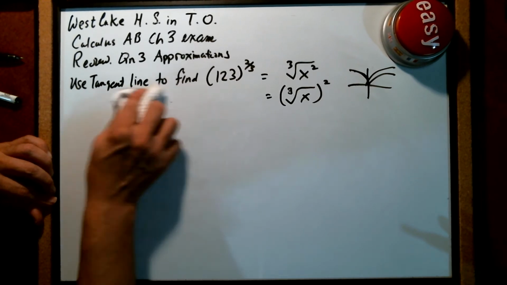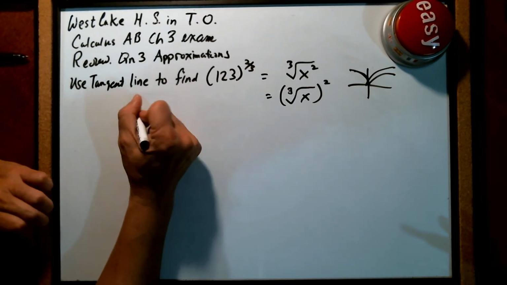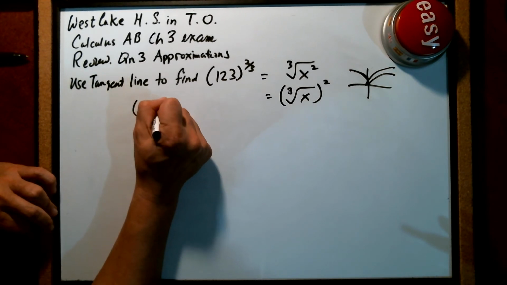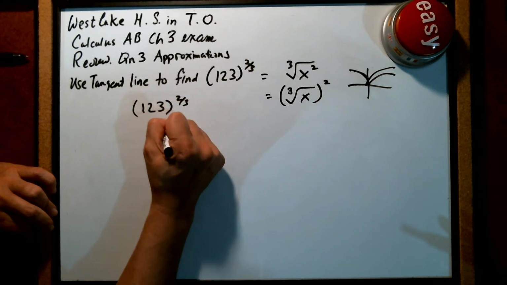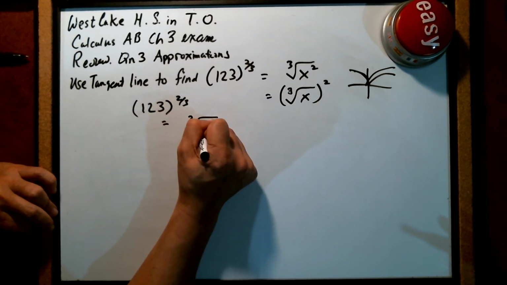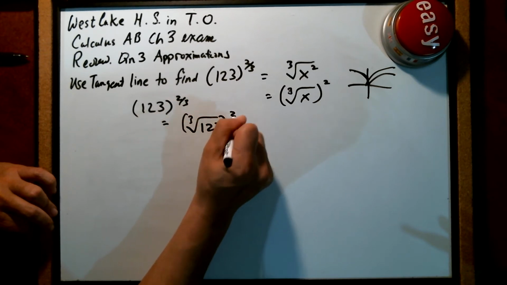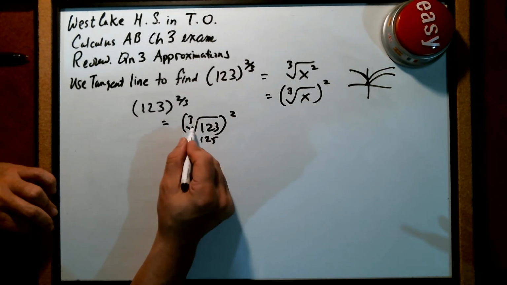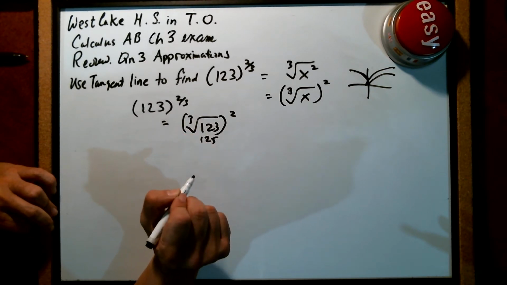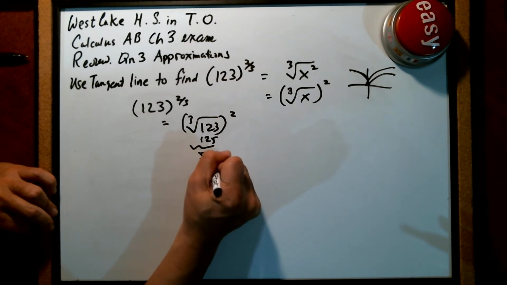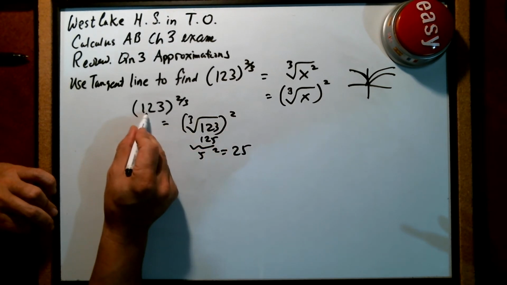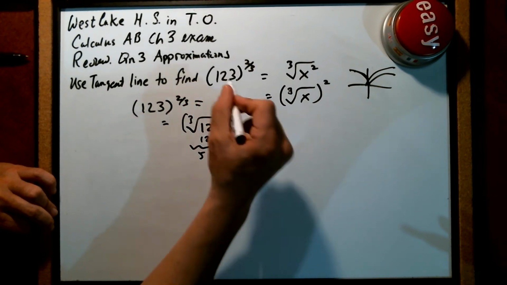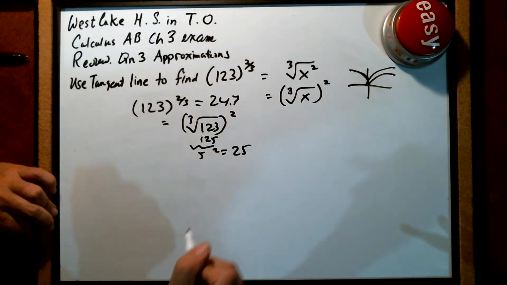We're trying to find the cube root of 123 to the 2/3 power. That's the same thing as the cube root of 123, squared. We know this is close to 125, and the cube root of 125 we figured out. These are the things you have to figure out on your own, guys. That's going to be 5 squared, which is 25. So this should be a little bit less than 25, probably around 24.7.